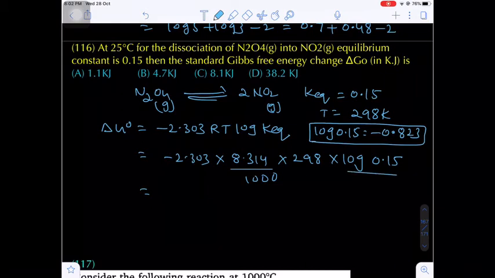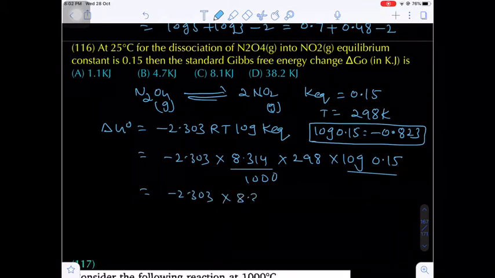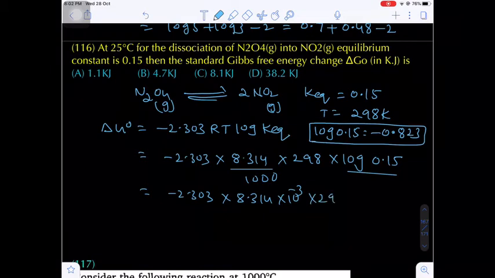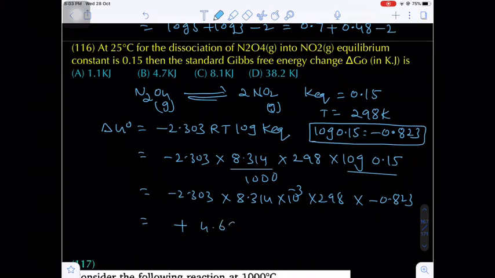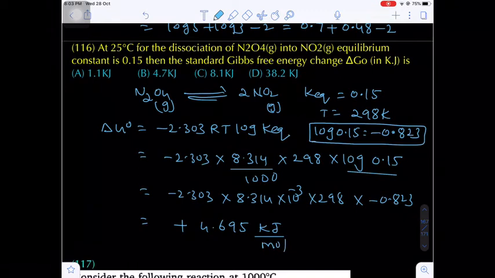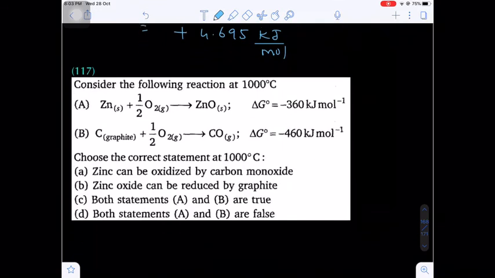After simplification of this value you will get the final answer. Here you see there is a negative value here. So minus 2.303 into 8.314 into 10 raised to minus 3 into 298, and the negative value will be minus 0.823. Negative into negative you will get the positive value. So delta G naught value equals 4.695 kilojoule per mole. Approximately shall I write 4.7 as the answer? That will be the B option.